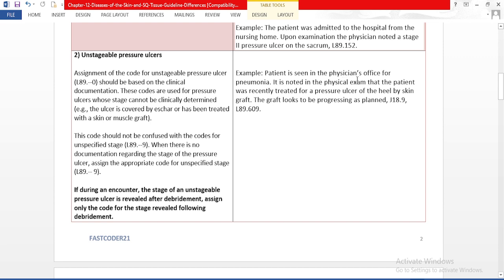Patient is seen in the physician's office for pneumonia. It is noted in the physical exam that the patient was recently treated for a pressure ulcer of the heel by skin graft. The graft looks to be progressing as planned. Here we need to code J18.9, as the patient's main admission is for pneumonia, as well as L89.609. Here the patient did not mention any stage as the previous pressure ulcer is closed by skin graft.